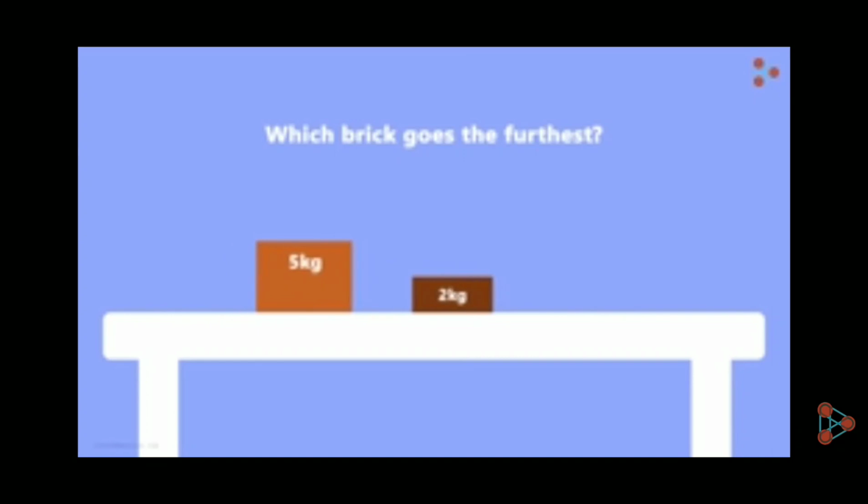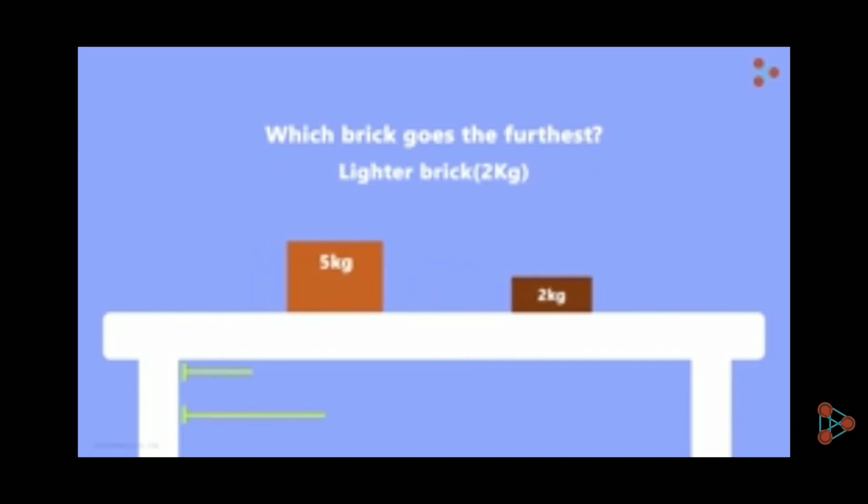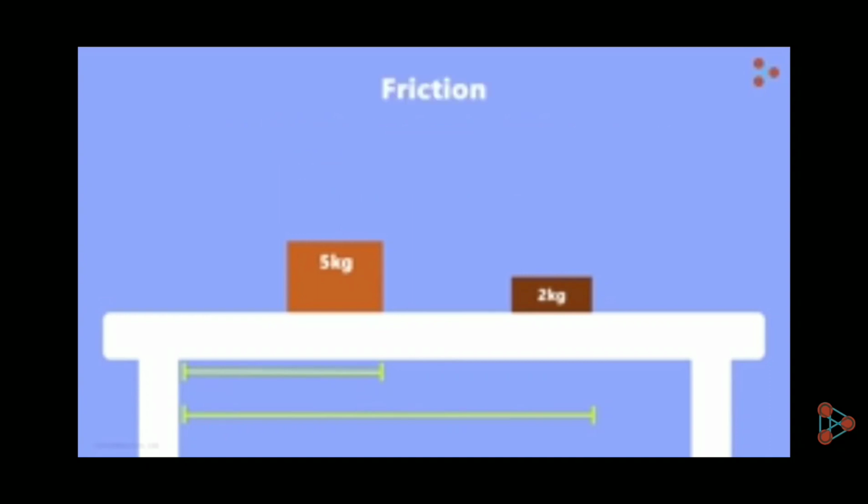Another activity is that two bricks of different masses, say 5 kg and 2 kg, are placed on a table, same surface that means, and we will see which brick goes the farthest on applying the same force. So equal forces are applied on both the bricks, and we observe that the lighter brick, that is the 2 kg one, covers more distance, applied the same force.